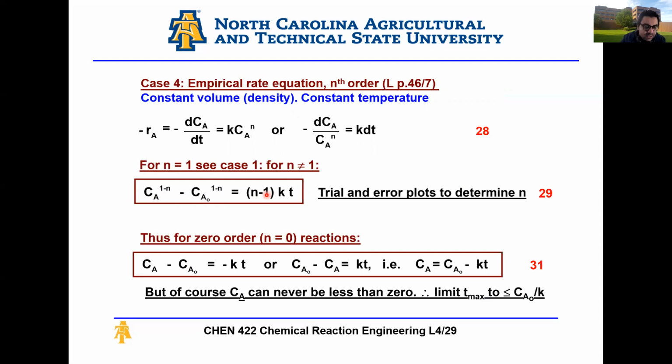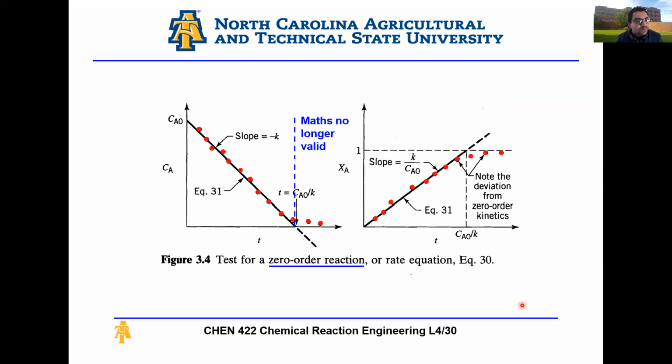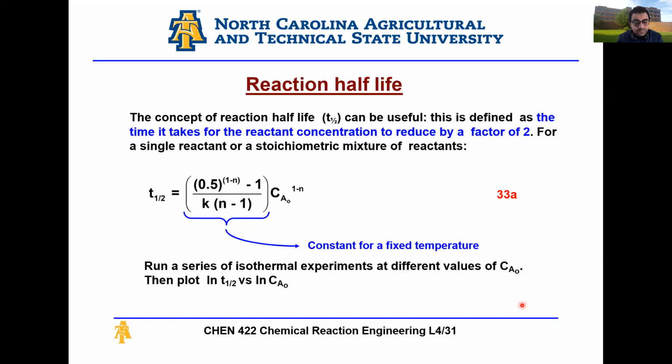reaction rate. Okay, for a zero order reaction, this is my expression right here. CA is equal to CA naught minus kt. And we also talked about the idea of t max. There was one of the problems where we talked about t max as well. Okay, the idea of reaction half-life. Half-life should be basically the time it takes for half the chemical to react or to disappear.